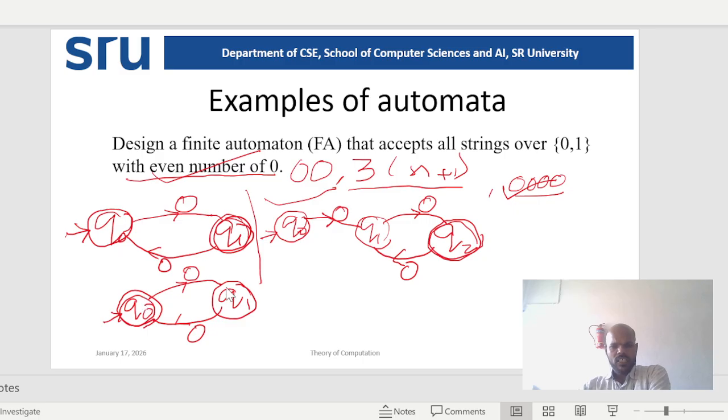So now you check it. Q0 single 0 is not accepted, double 0 is accepted, triple 0 is not accepted, 4 0 is not accepting, 5 0 not accepting, 6 0 accepting, 7 0 is not accepting, 8 0 is accepting. That means that logic these automata, both remain same, but minimized automata is this one. So we will discuss the more details about minimization of automata in coming lectures.